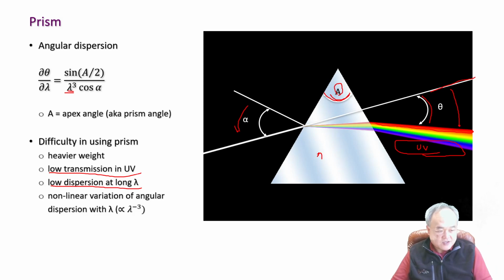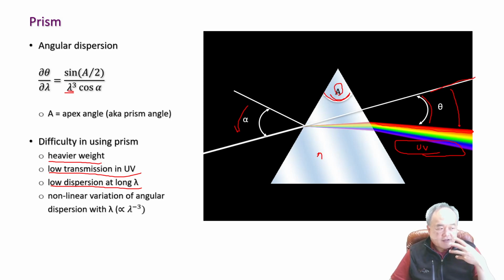So low transmission in UV, UV is actually blocked, so it is only limited to the optical wavelength. And when you are building a larger prism, the glassy material is very heavy, so a heavier prism is attached to the instrument. That instrument is attached to the telescope, and balancing the telescope is a very complicated and delicate procedure. So the heavier weight of the prism is causing the difficulty.